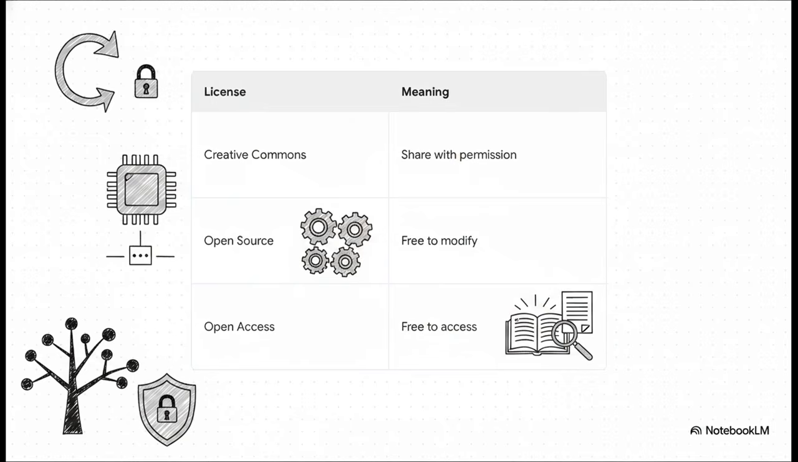If you see a Creative Commons license, it means you can share that work as long as you get permission or give credit. Open source, like Linux for example, means anyone is free to jump in and modify the code. And open access? That just means it's totally free for anyone to look at. Stealing this stuff without credit is plagiarism, pure and simple.